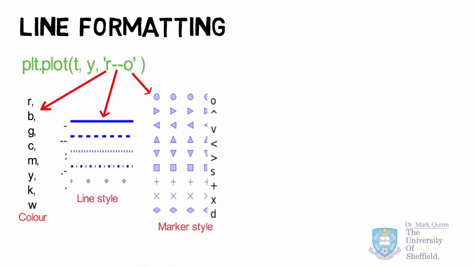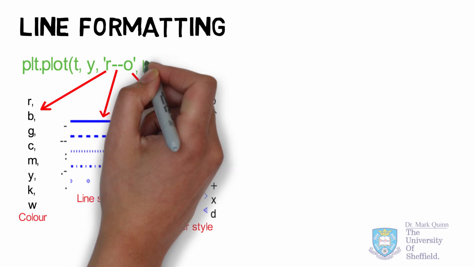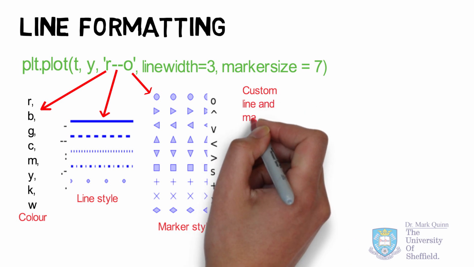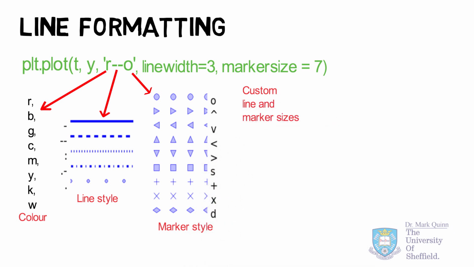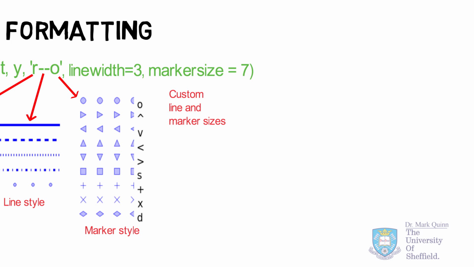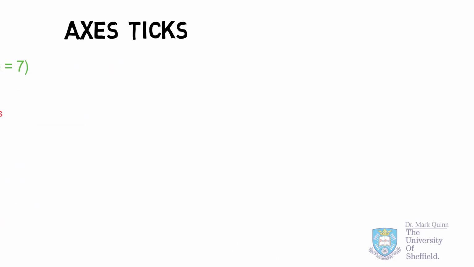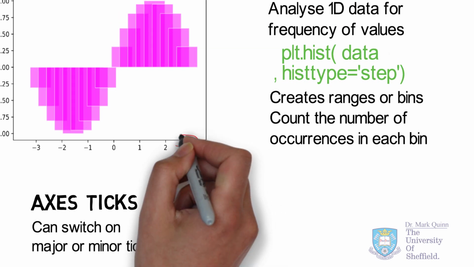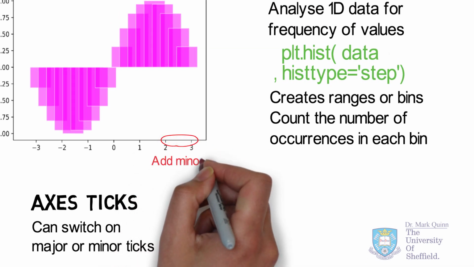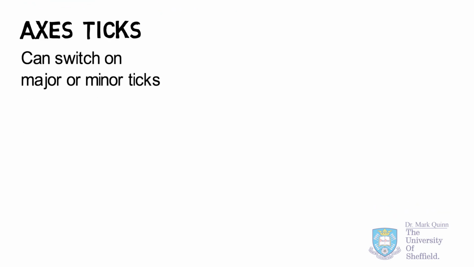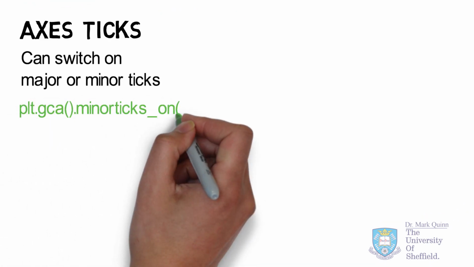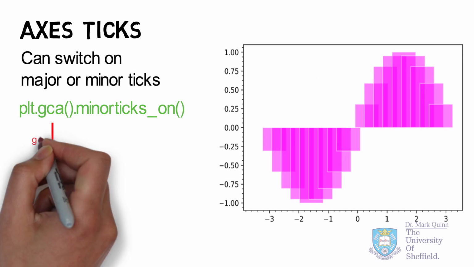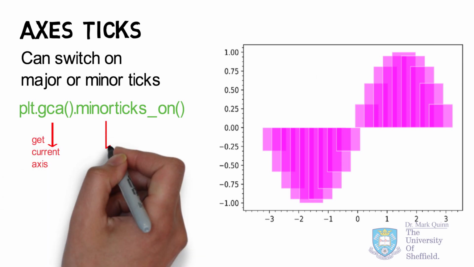And these are requested whenever you call the plot function by defining the simple collection of symbols in the quote. You can also define the width of the line and the size of the marker within the plot function itself. With most visualizations, you will see that there may not be any minor ticks. And if you wish to include them on your visualization, you can request that these ticks are added by using the .minorticks_on flag. Beforehand, you can use the getCurrentAxis code to specify which figure you're referring to.